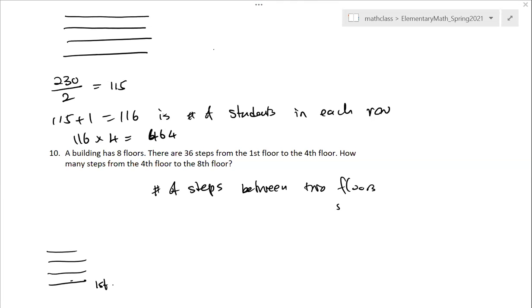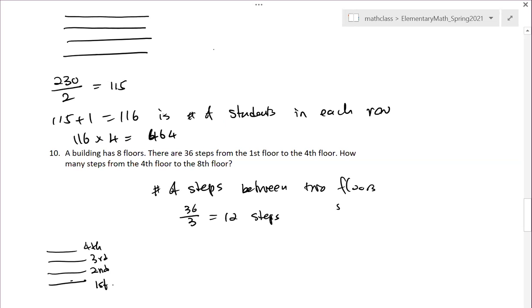This is the first step, right? First floor, second floor, third floor, and the fourth floor. So how many gaps between the first floor and the fourth floor, right? 1, 2, 3. So that would be 36 divided by 3, 12 steps there.